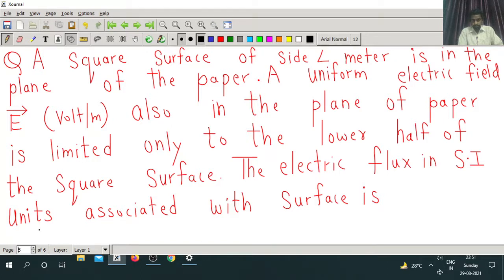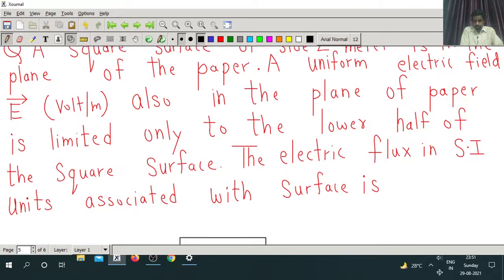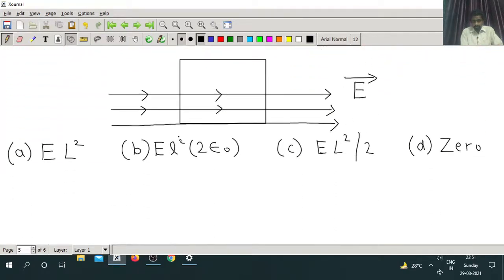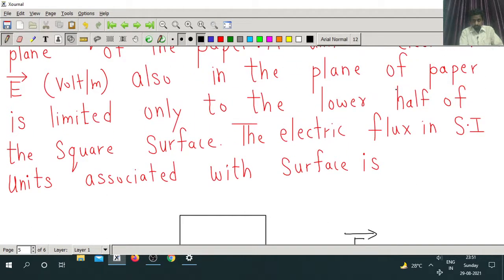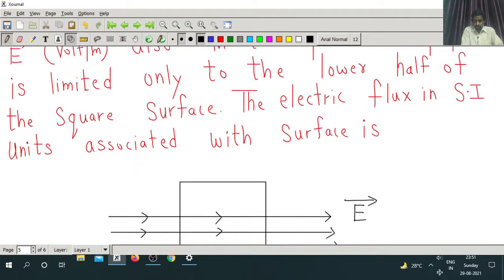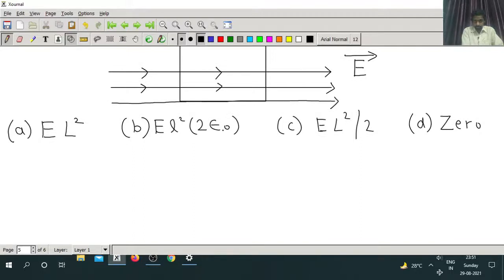A square surface of side L meter is in the plane of the paper. A uniform electric field E volts per meter, also in the plane of the paper, is limited only to the lower half of the square surface. The electric flux in SI unit associated with the surface. You can see clearly in the diagram, these are the lines of force passing through a square surface. So the question is asked: how much electric flux in SI units is associated with this surface?